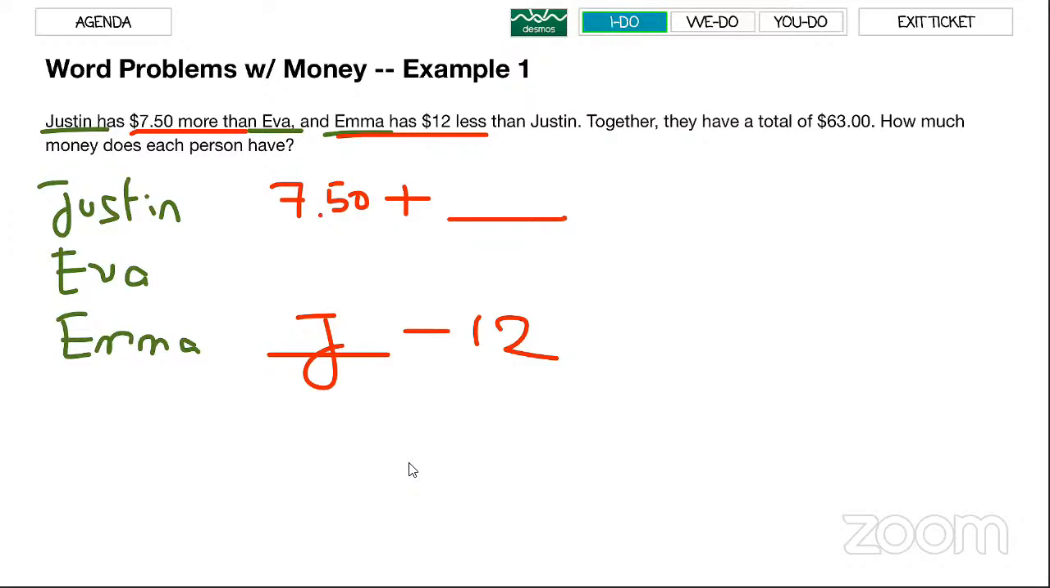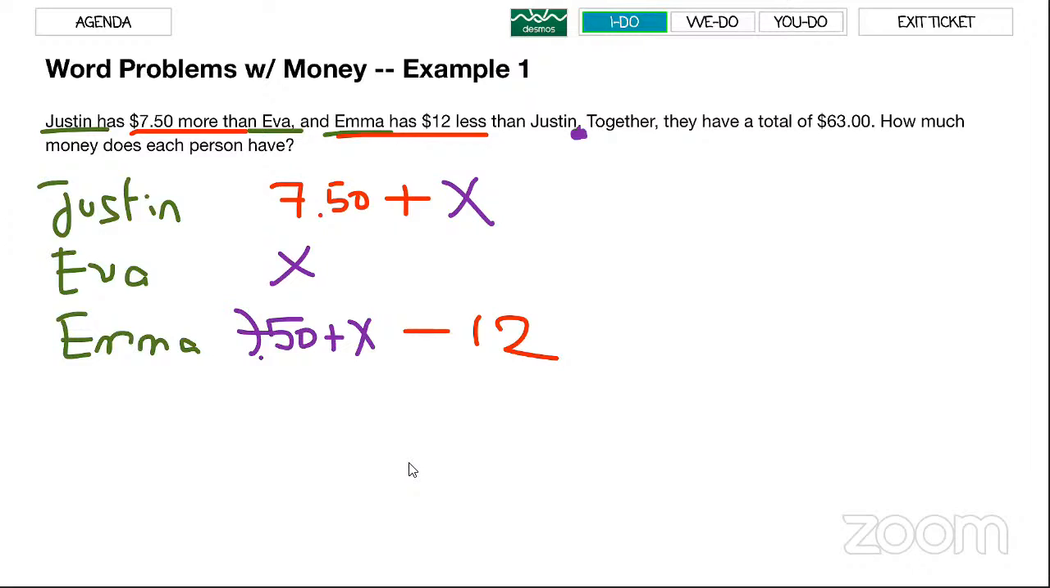Because they didn't mention it, you have to label this with a variable. I'm going to label this variable X. If Eva is X, then Justin will become 7.5 plus X. And if Justin is 7.5 plus X, then Emma will become, I'm just going to erase this, instead of this J, I'm going to put 7.5 plus X and minus 12. Now I've listed everything I know about the word problem until this first dot.